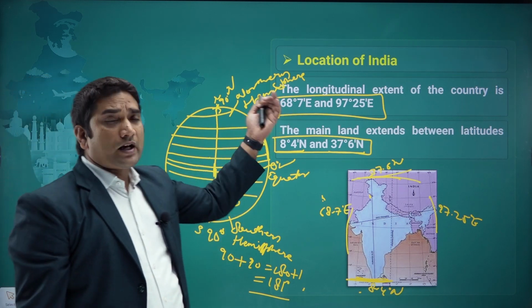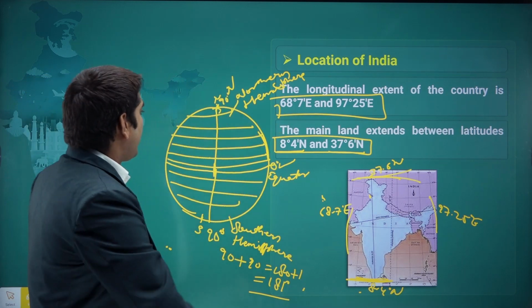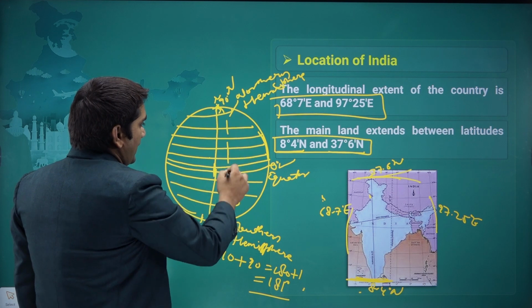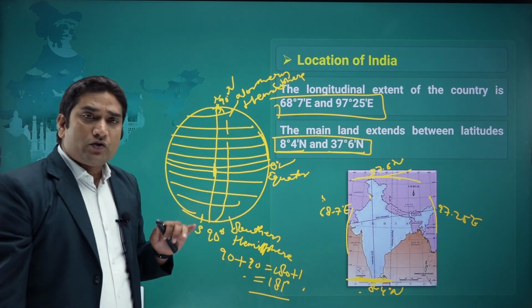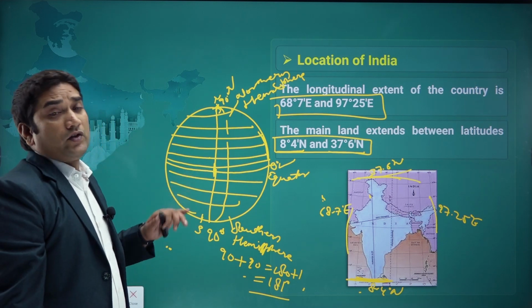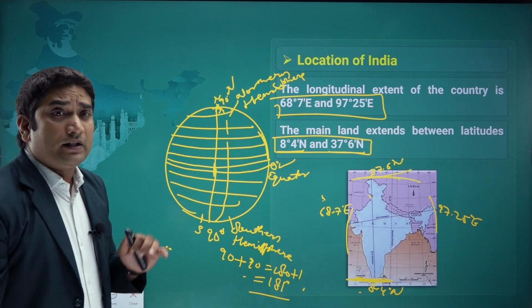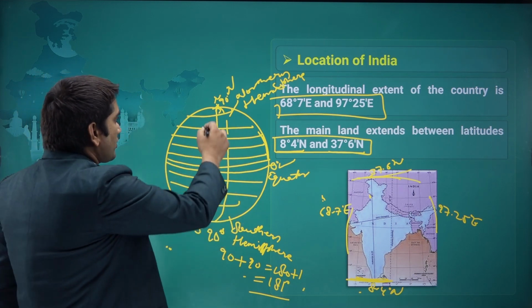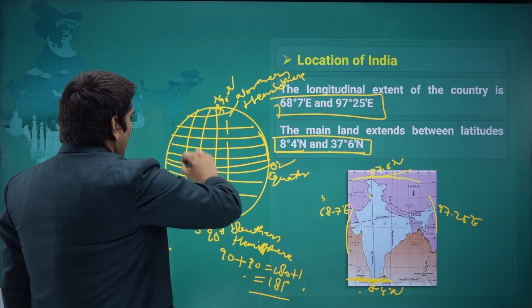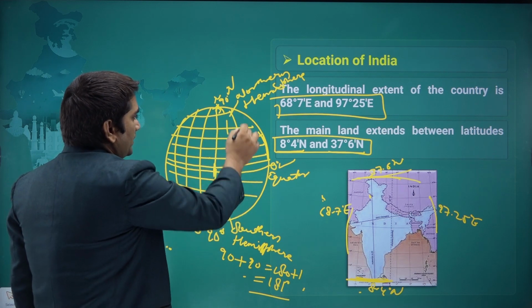Longitudes, again, are imaginary lines, or vertical lines on the earth's surface. We have 181 latitudes, and we all know that the circumference of a circle is denoted by 360 degrees. So we can draw 360 longitudes on the surface of the earth.